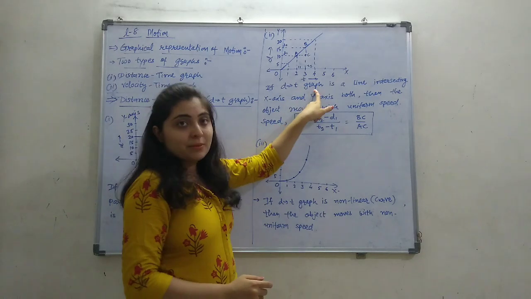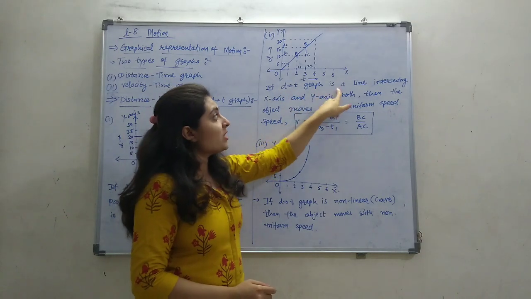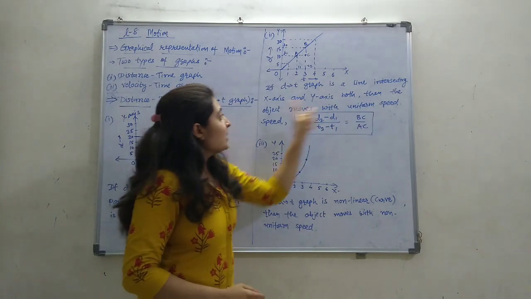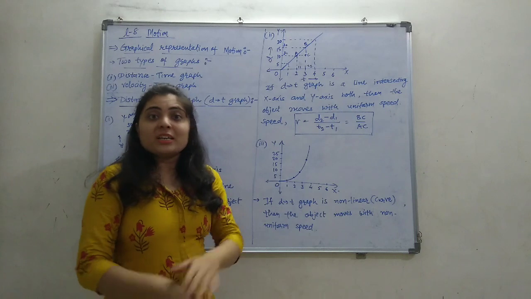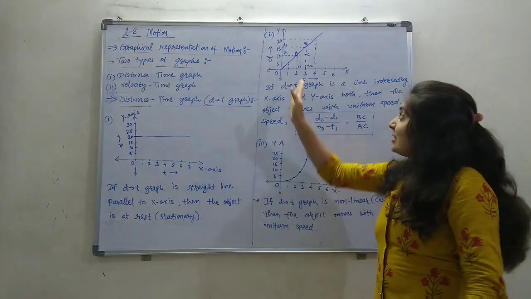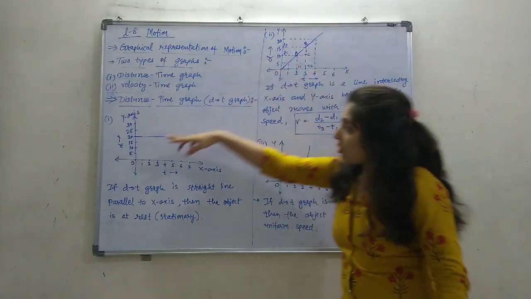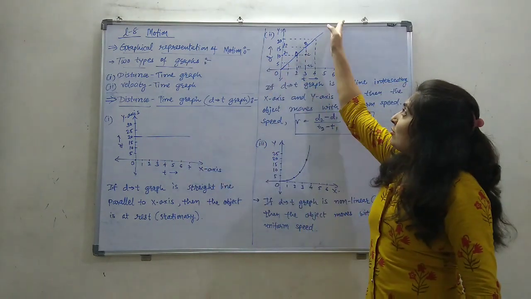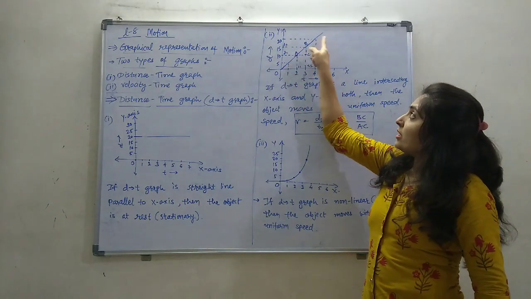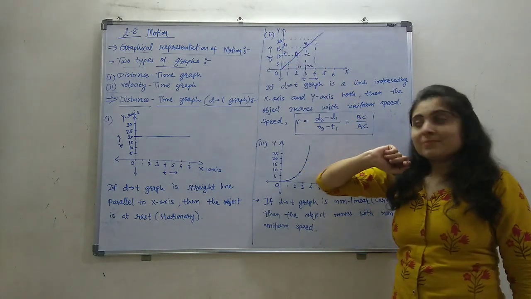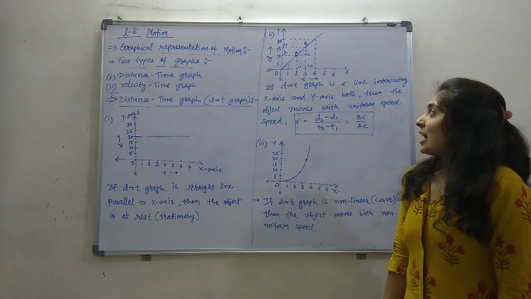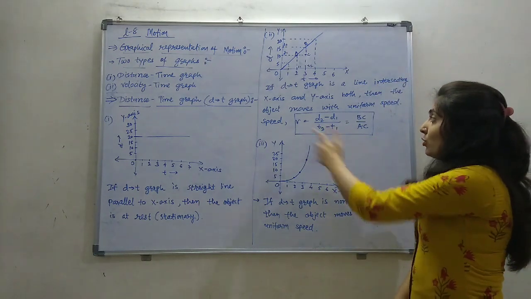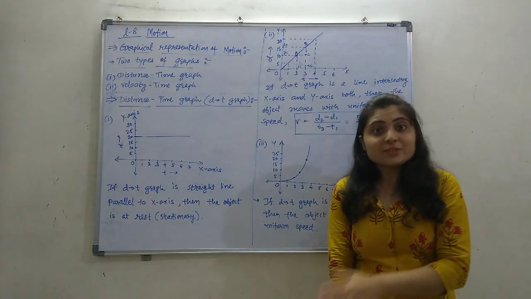So if the distance versus time graph is a line intersecting the x-axis and y-axis both, then the object moves with uniform speed. Now it is not at rest because distance is changing. It is not constant like this. It is the same as 20 in this graph, but it is now changing with time. At every point, the distance is different on the line. That kind of graph represents uniform motion. The object travels with a uniform speed, and we can find the speed also.